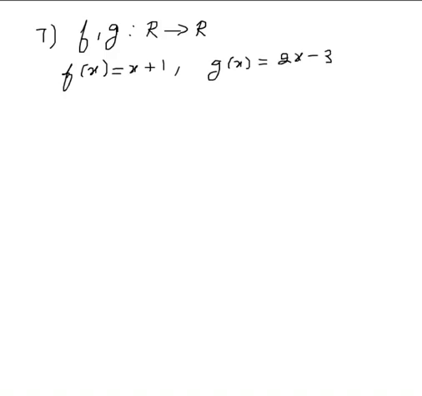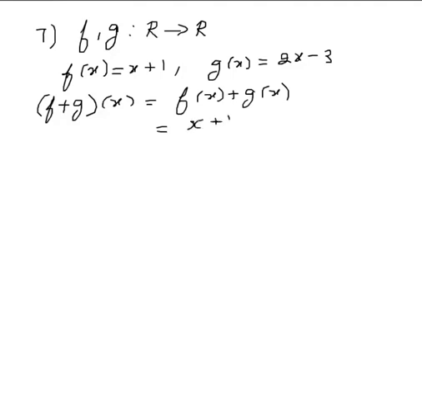Question number 7. f and g both are from R to R, defined respectively by f of x is equal to x plus 1 and g of x is equal to 2x minus 3. Find f plus g. f plus g of x is f of x plus g of x. We have to add these expressions, so it becomes 3x minus 2.